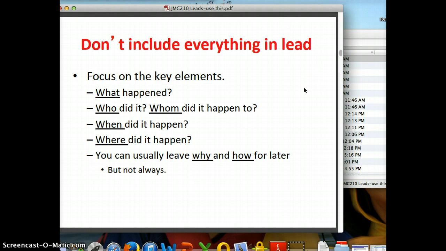Okay. Now, you don't want to include everything in the lead. You want to focus on the key elements. What happened? Who did it, or whom did it happen to? When did it happen? Where did it happen? Sometimes you can leave out the why or how, but not always. Like, for instance, the one I just showed you, the how was in there. But definitely you want the who, what, when, and where.